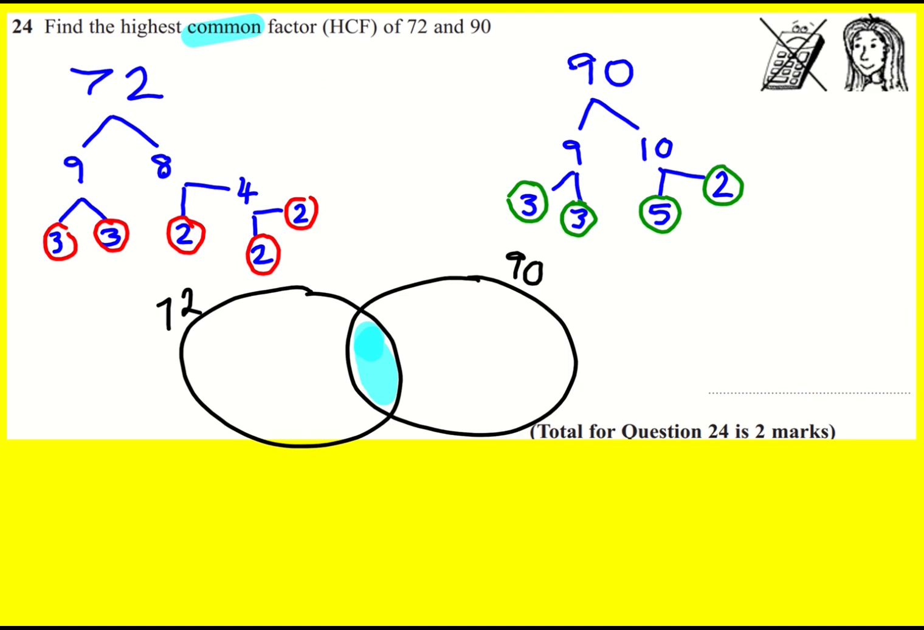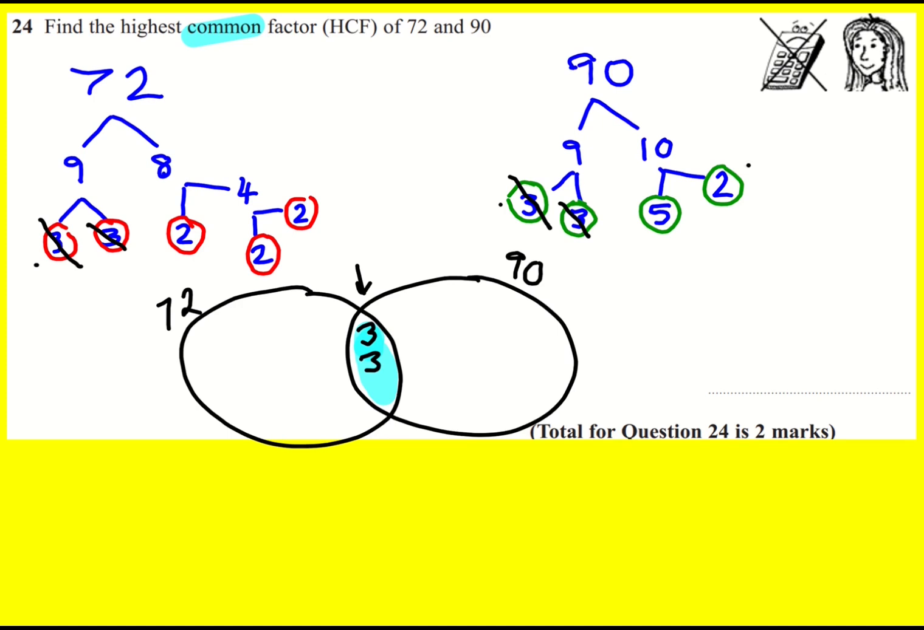Well, okay, let's have a look at what is in the overlap. So I can see a 3 here and 3 here. So I put a single 3 in the overlap, a single 3. It's really important that you don't do two 3s, okay, because they are common to both factor trees. So I put 1 in the overlap. I can see another 3, this one and this one. So I put 1 in the overlap.